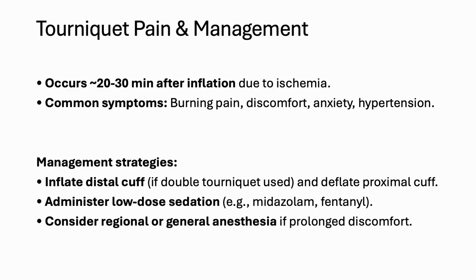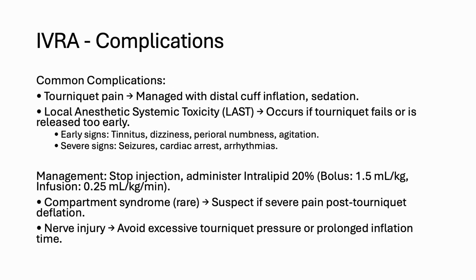So how can we manage that? We're going to inflate a distal cuff if we have a double tourniquet used, deflate the proximal cuff, administer some low-dose sedation, Versed, fentanyl, and consider regional or general anesthesia if there is prolonged discomfort and say we're getting towards the end of that Bier block anyway.